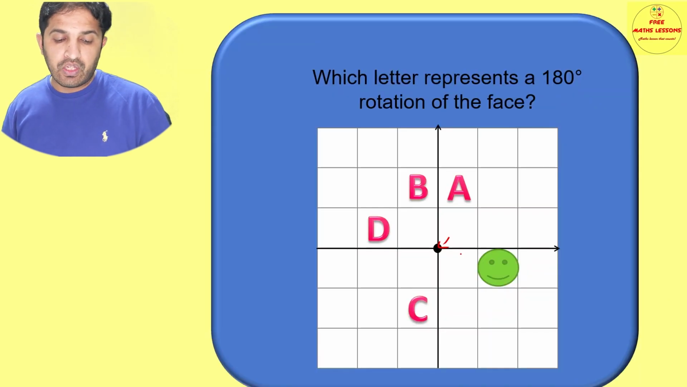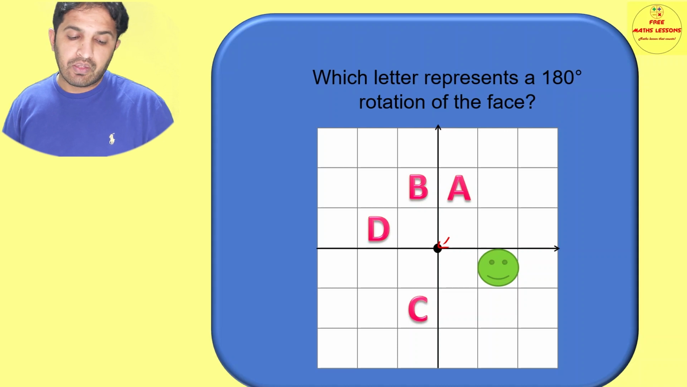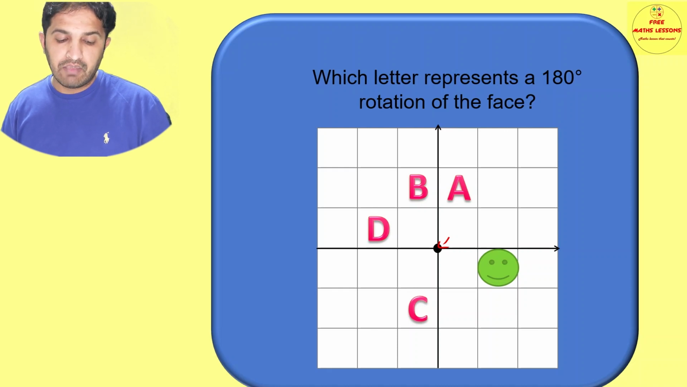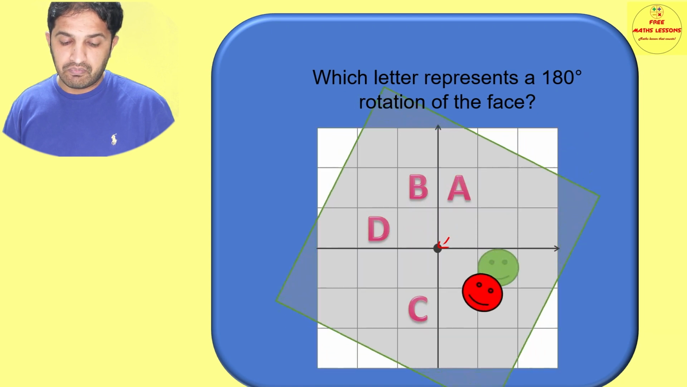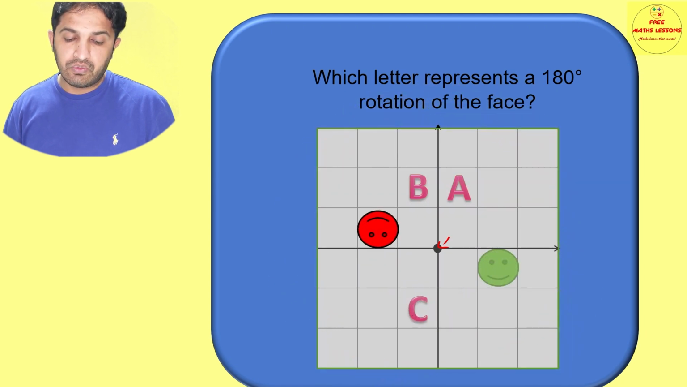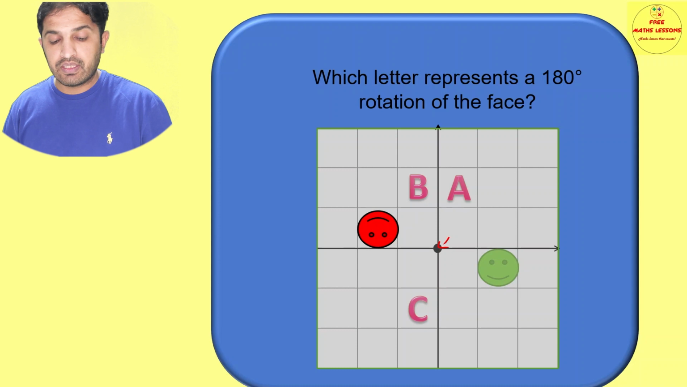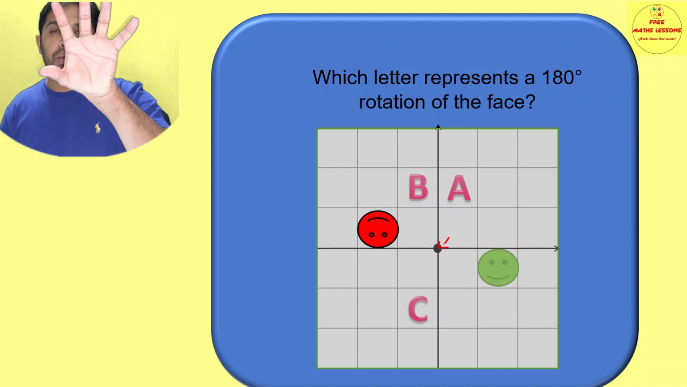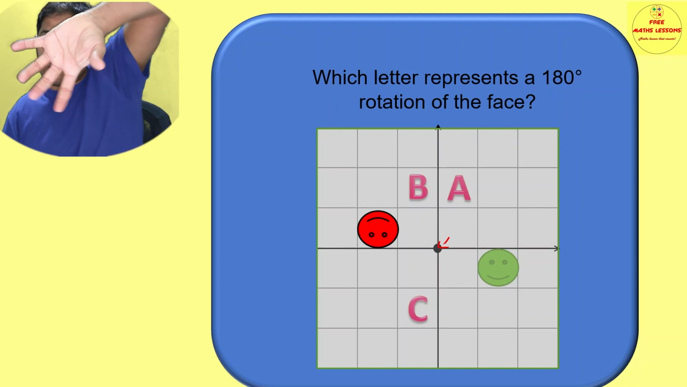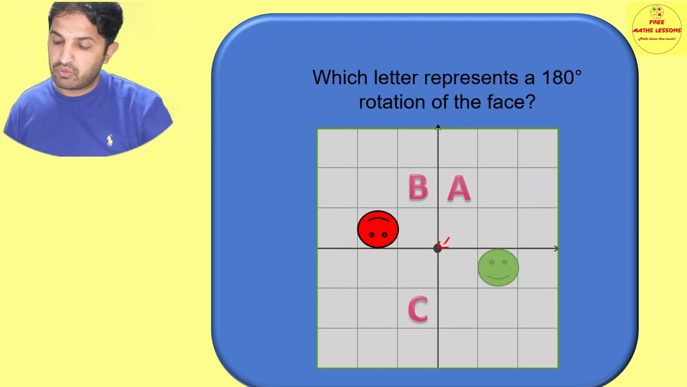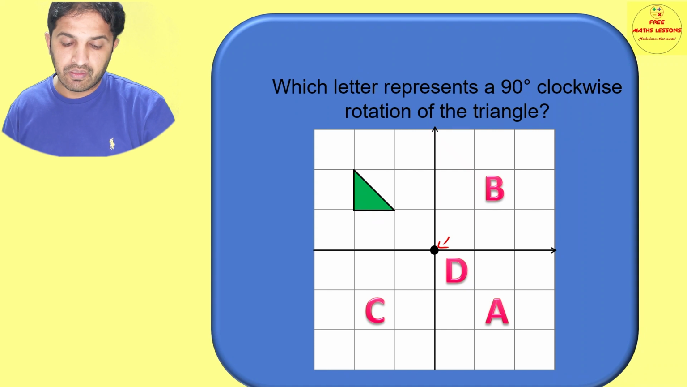If I rotate that shape 180 degrees, where would it land? A, B, C, or D? That's right, it would be on D. And again, it's an upside down smiley face. When you rotate it, orientation changes. Okay, orientation means what it looks like. That's orientation, changing it. So I'm rotating it or turning it around. That's why its orientation changes.